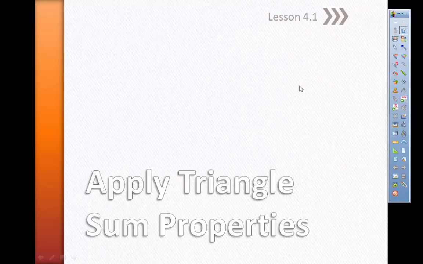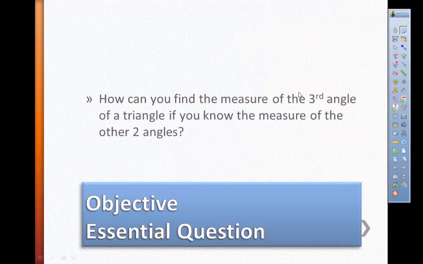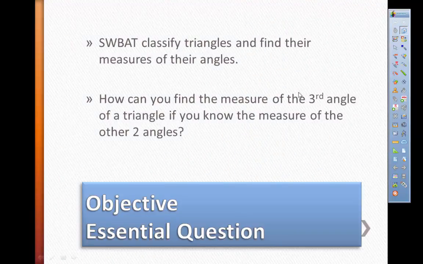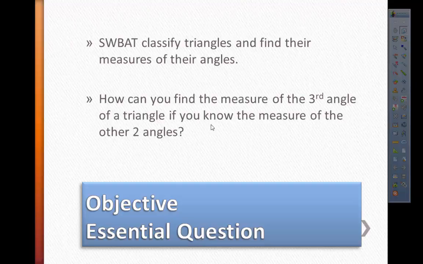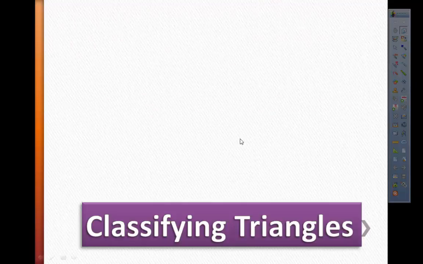So lesson 4.1. Our objective today is for students to be able to classify triangles and find their measures and their angles. How can you find the measure of the third angle of a triangle if you know the measure of the other two? Well, that'll actually be a simple problem. Just add and subtract wherever needed. But we'll also be looking at the distance formula again in this chapter. So let's take a look.